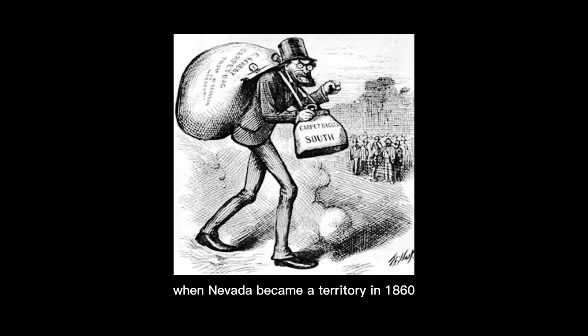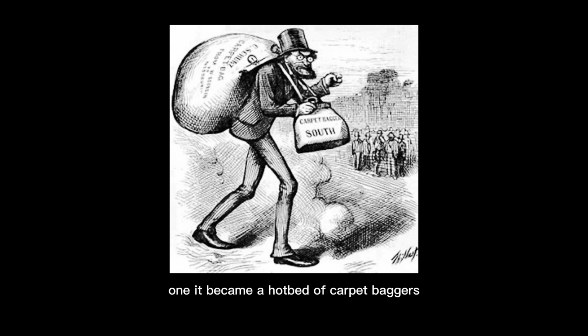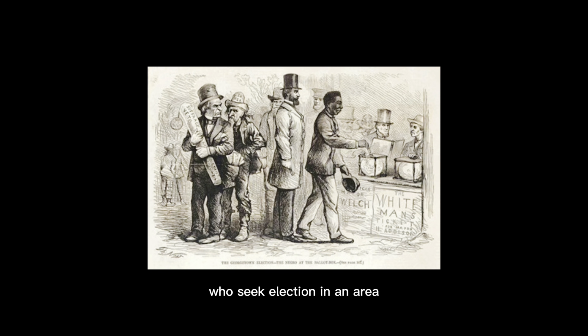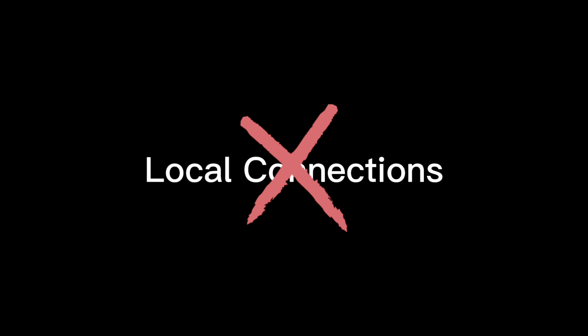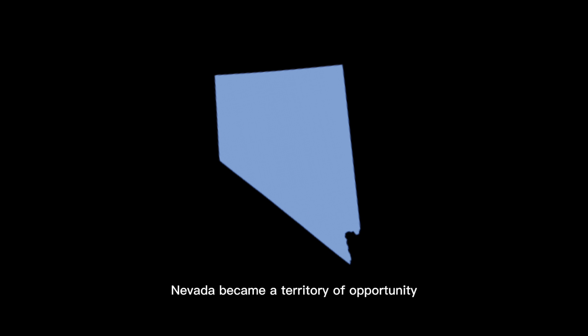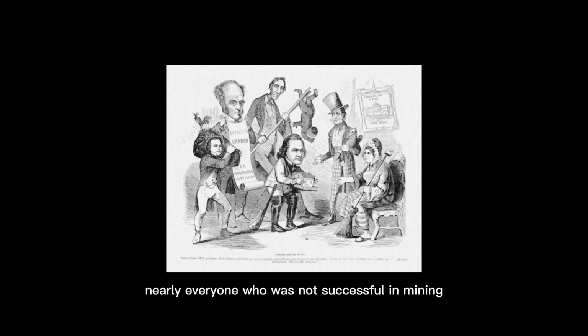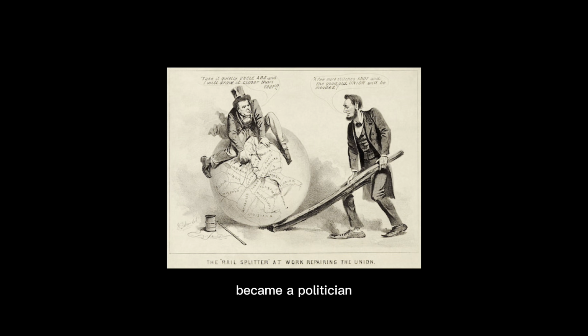When Nevada became a territory in 1861, it became a hotbed of carpetbaggers. Carpetbaggers are political candidates who seek election in an area where they have no local connections. Nevada became a territory of opportunity for position and wealth. The government in Nevada was madness. Nearly everyone who was not successful in mining became a politician.